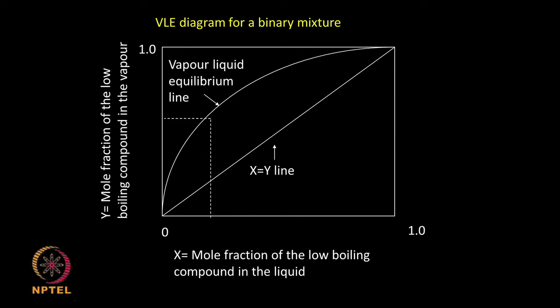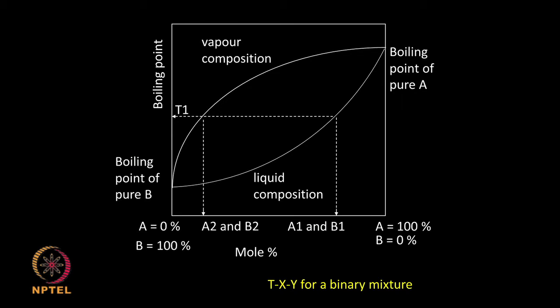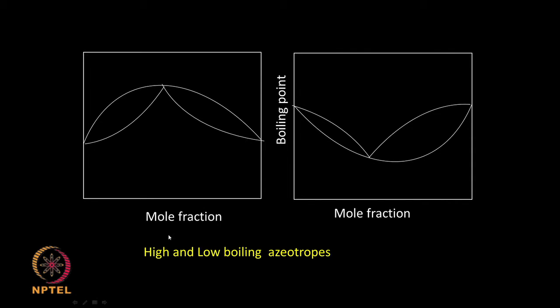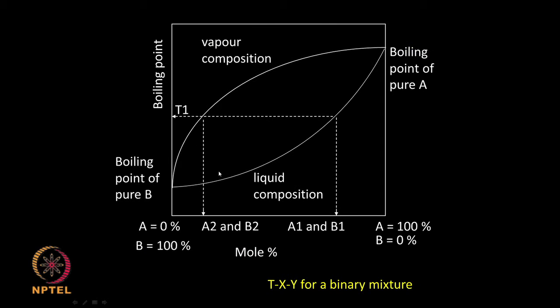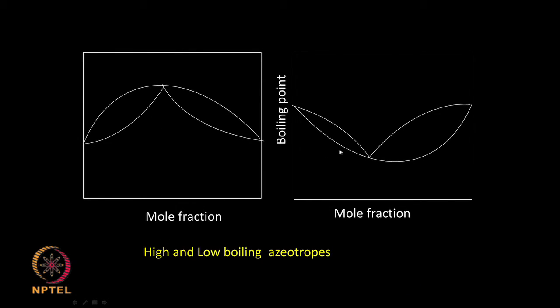The previous graph, the vapor liquid equilibrium diagram, and the Txy diagram, as it is called, are for binary systems. Why Txy? T is temperature, x is the composition of A in the liquid phase, y is the composition of A in the vapor phase, that is why it is called Txy diagram. Sometimes these diagrams will look like this. Instead of this, the diagram will look like this. So, what does that mean? At this point, if you see, the composition of A in the vapor and the liquid are the same.